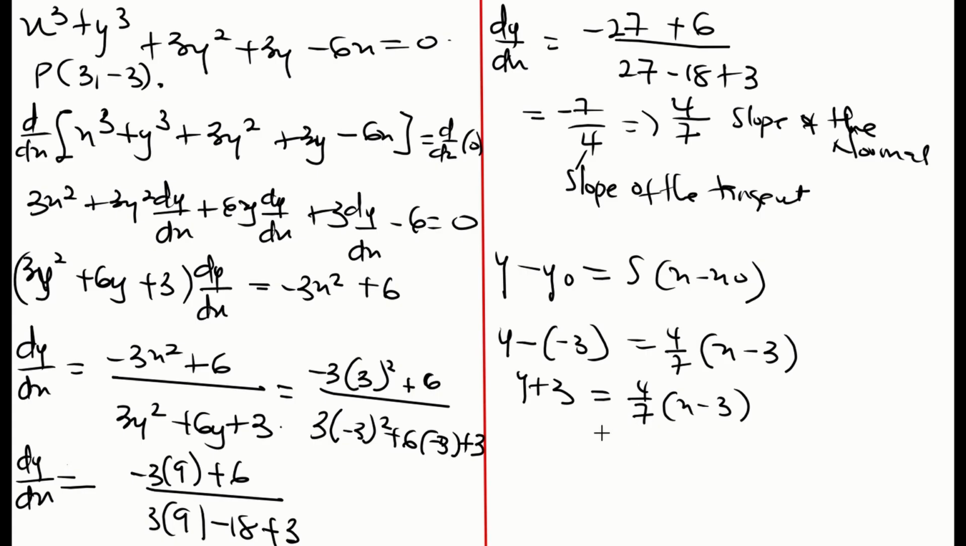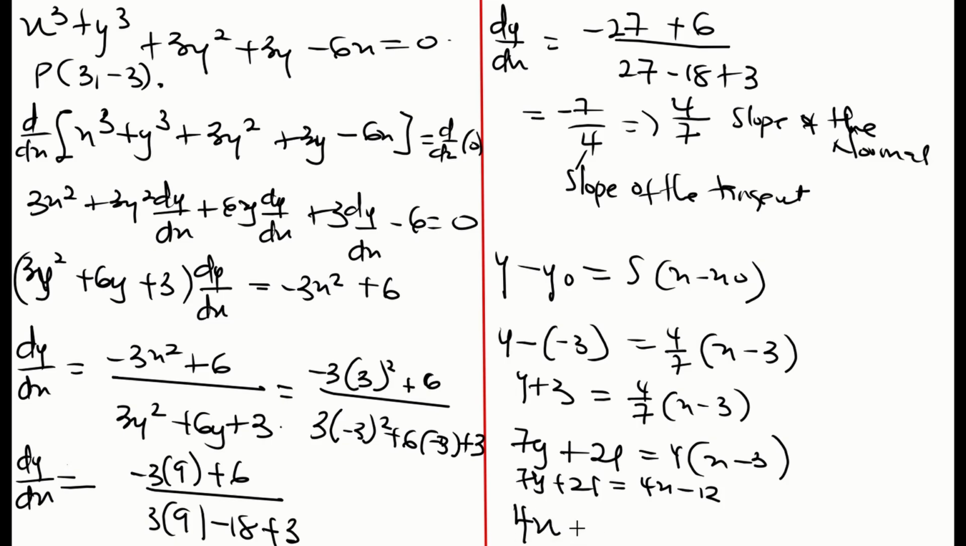Then we get rid of the fraction. We have 7y plus 21, which is equal to 4 into bracket x minus 3. We resolve this further and get 7y plus 21 is equal to 4x minus 12. Our final equation of the normal to the curve is 4x minus 7y minus 33 is equal to 0. Thank you.